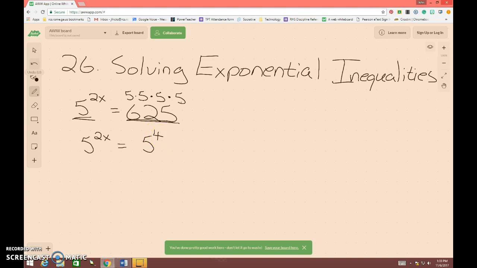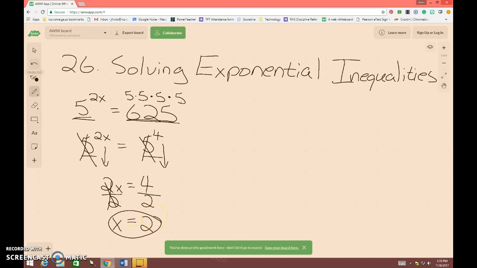Now, once we've got 5 to the 4th power, and we can see that our bases, our 5s, are the same, we can then drop the 5s, and we can bring down our exponents, and we're going to get 2x is equal to 4. To finish out solving this, we would just divide both sides by 2. The 2s would cancel out, and we would get x equals 4. Or x equals 2, sorry.